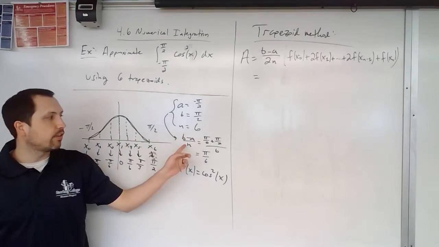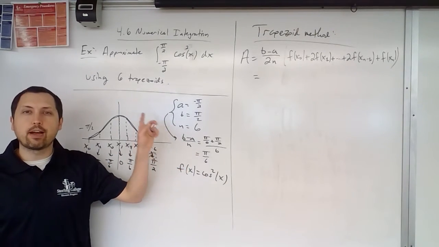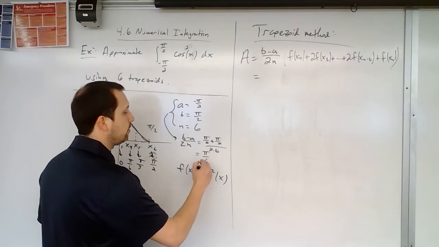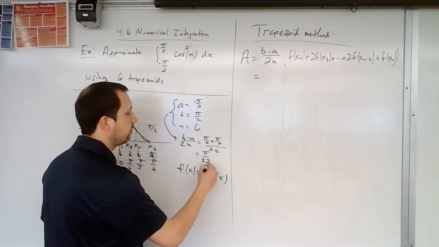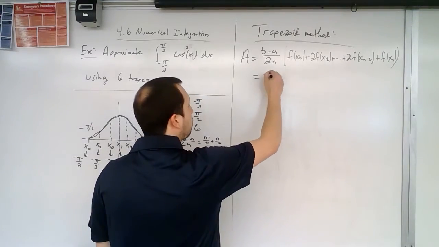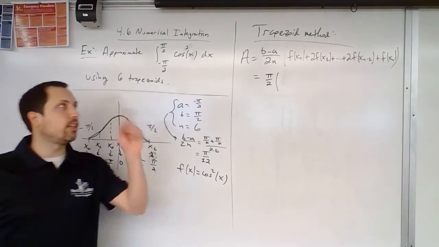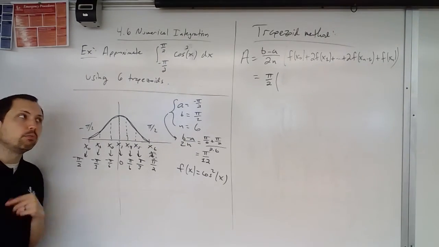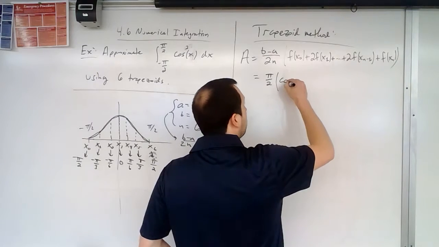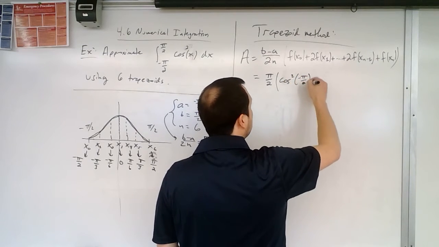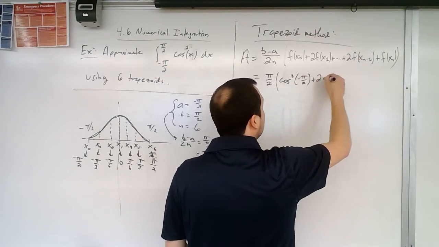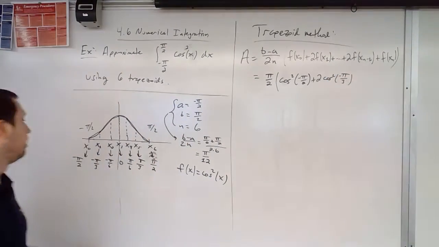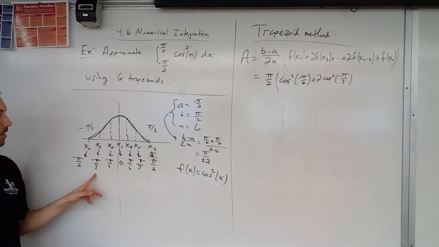So my b minus a over n was pi over 6, so b minus a over 2n is instead, if I put a 2 down here, this is going to be 2 times 6, and so this will be a 12. So I have pi over 12, and then the function x sub 0, that was going to be cosine squared of negative pi over 2. So this is cosine squared of negative pi over 2. Plus 2 times cosine squared of negative pi over 3. Negative pi over 3, we see that.